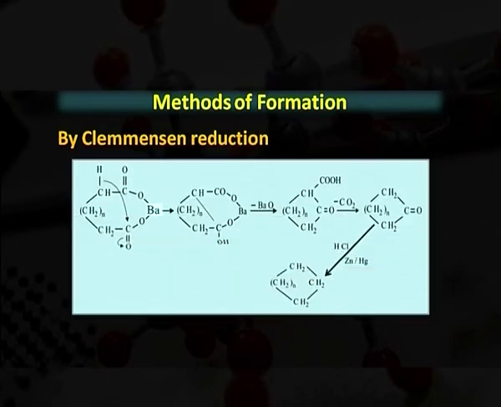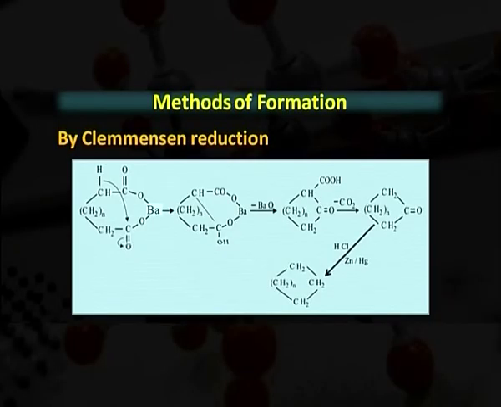Another reaction is Clemmensen reduction. In this reaction, the reduction of cyclic ketones takes place with the help of zinc, mercury in presence of HCl, which gives cycloalkanes. So, distillation of calcium or barium salt of carboxylic acid gives cyclic ketones, which undergo Clemmensen reduction to give cycloalkanes.